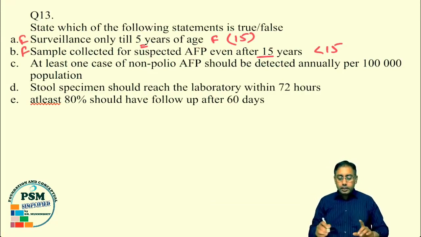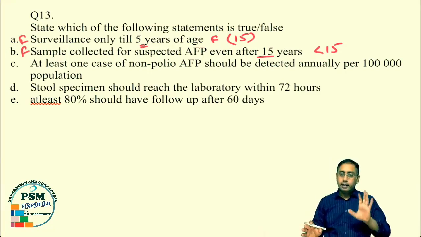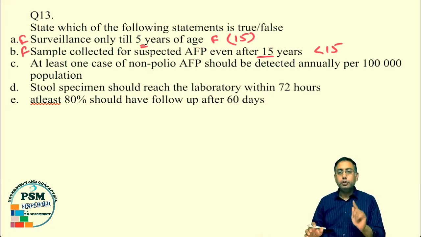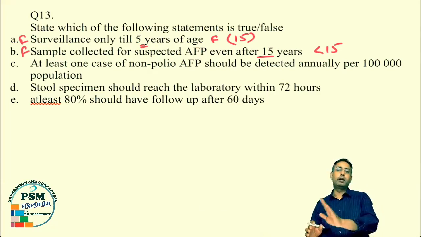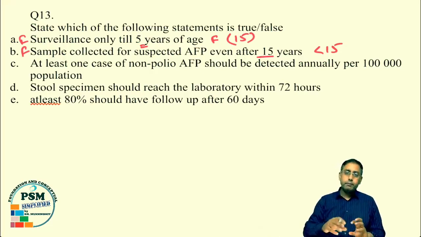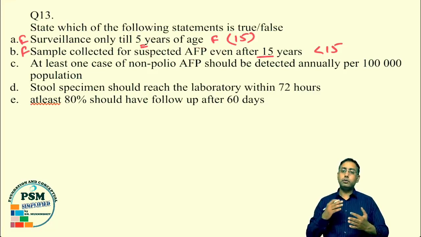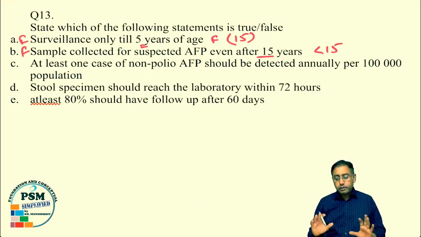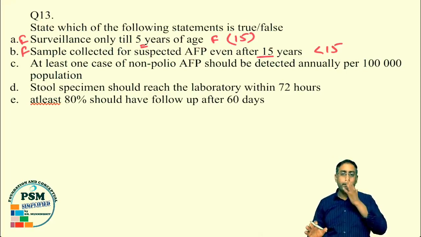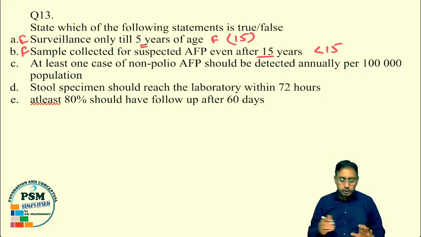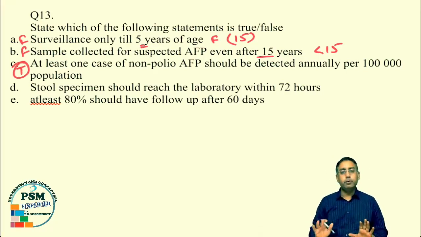At least one case of non-polio AFP should be detected annually per 100,000. That is correct. The AFP reporting rate should be more than one case per 100,000. That AFP could be anything. It could be Guillain-Barré, it could be traumatic neuritis, it could be enterovirus, it could be polio also. So at least one case of AFP should be detected per year out of 100,000. This is in fact the target.